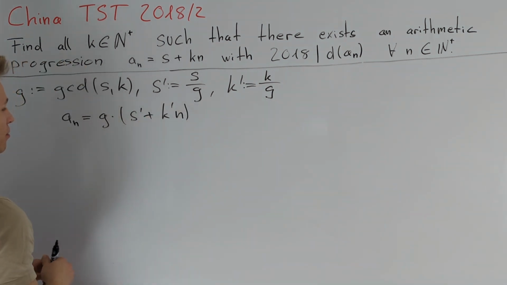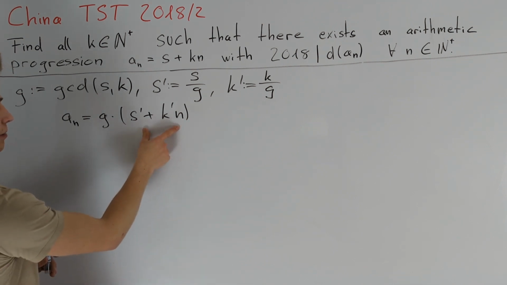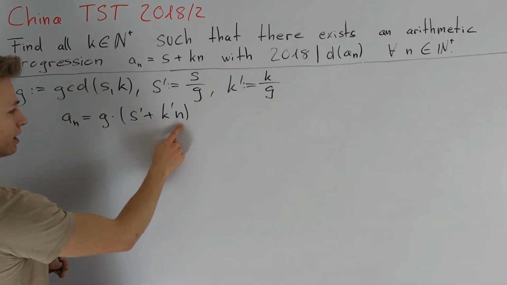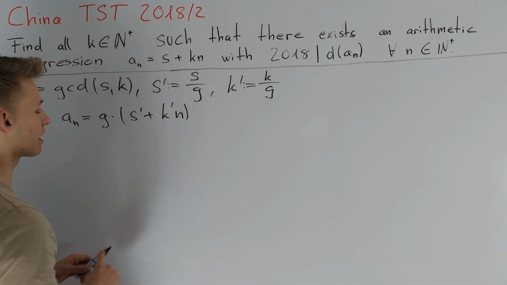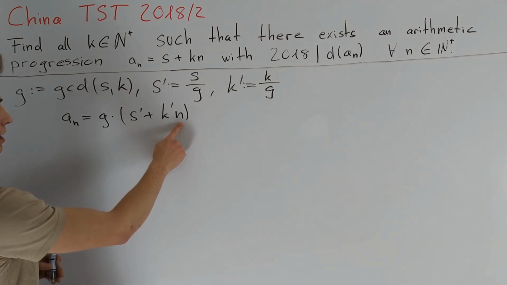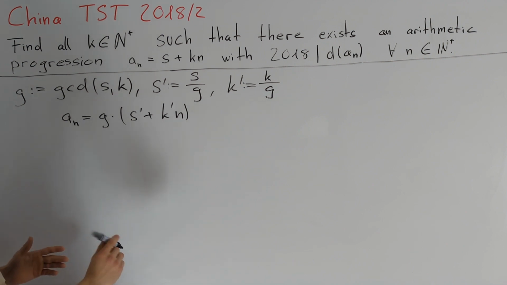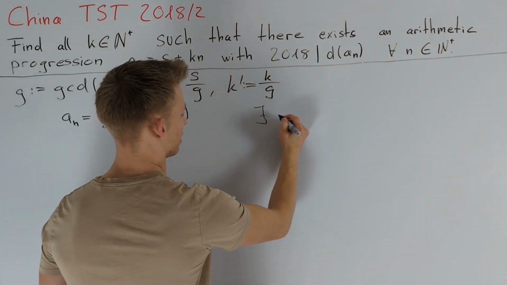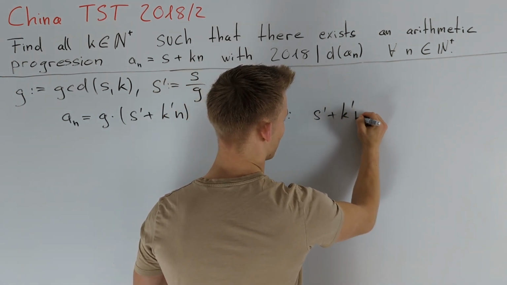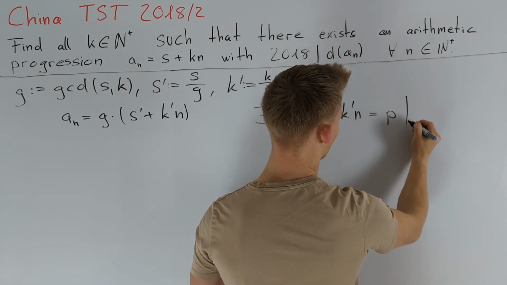If we want to say something about the number of divisors of a_n, it would be nice if g and the sum here are coprime. Therefore, our goal is to find some value for n such that this is indeed true. Here, Dirichlet's theorem is really helpful because it tells us that there are infinitely many numbers n such that the sum here is a prime number. And therefore, we can find some n such that s' plus k'n is equal to a prime number p, and this prime number p does not divide g.